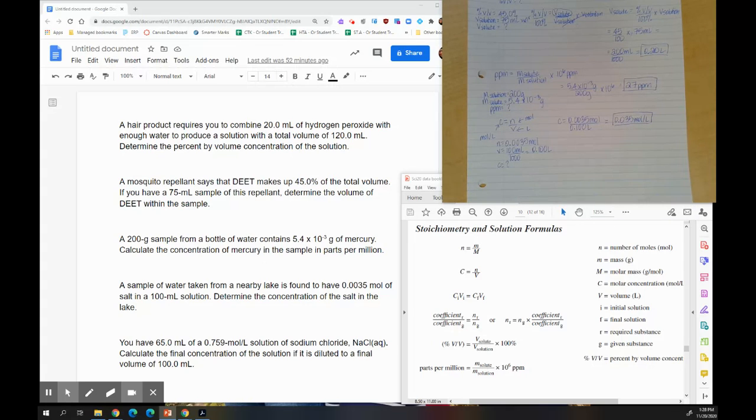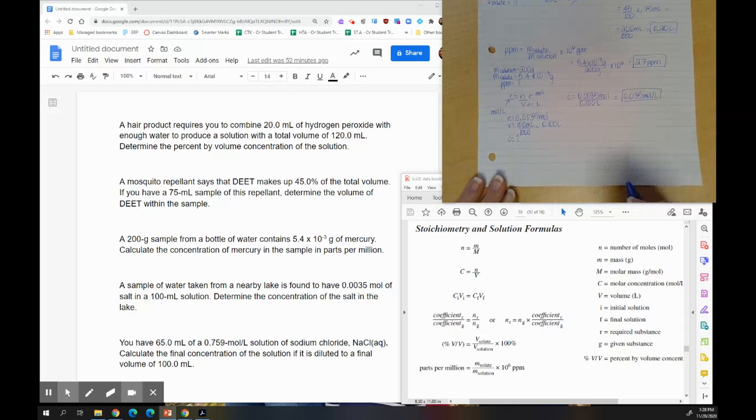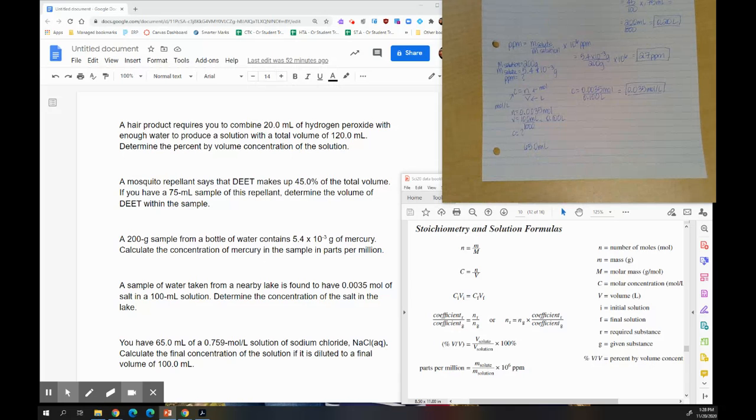So again, so far these have been pretty straightforward questions in which you're just directly using the information you've been given, no extra steps needed. We're going to take a look at a question where we might just need to use another formula in conjunction with this formula. So let's take a read, and then we'll figure out what we need to use. The next question says, I have a 65.0 milliliter of a 0.759 mole per liter solution of sodium chloride.